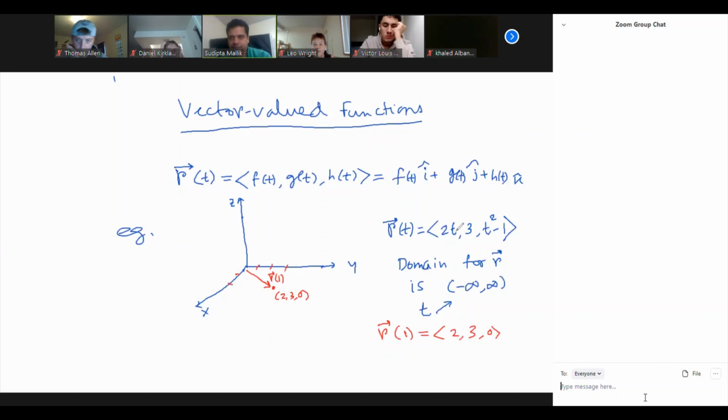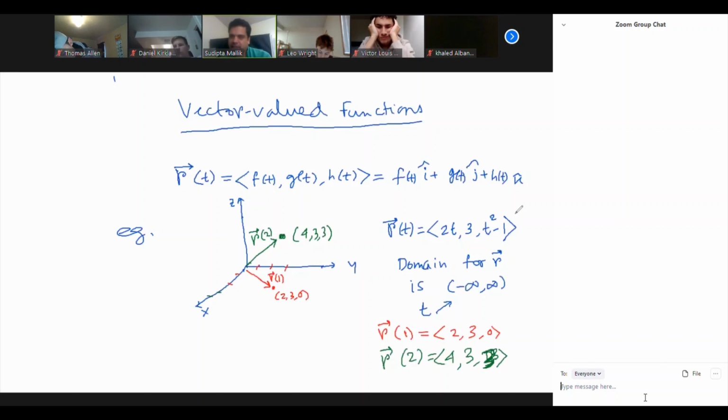Okay. Now here we use another value, r of, let's say, 2. You get what? (4, 3, 3), right? So at t equals 2, you get 4, 3, and 3. So it's up like here. So this vector is r of 2, which is a position vector of the point (4, 3, 3).